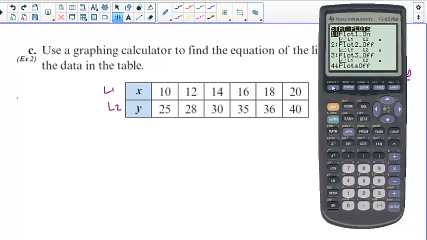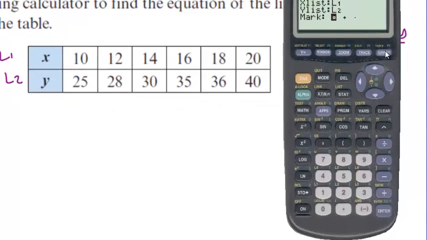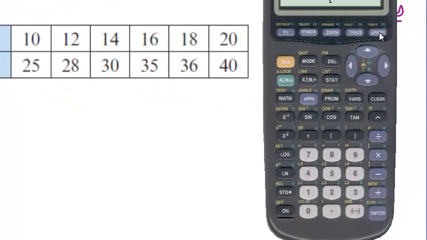Second Y equals. You're going to go into plot 1. You're going to turn it on, and the very first option is a scatter plot. So it should be black, on, off shouldn't have anything over it. Scatter plot, notice the X list is L1, the Y list they say is L2.